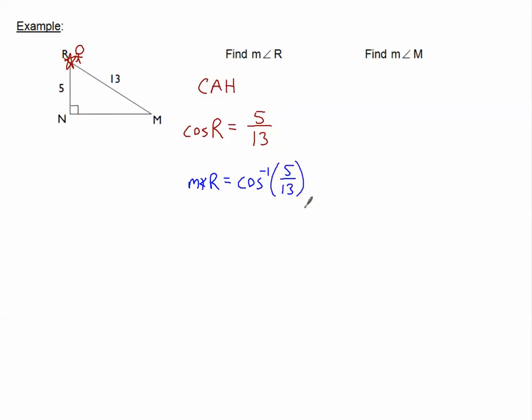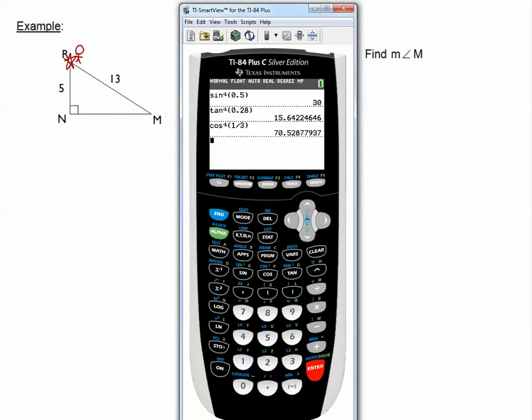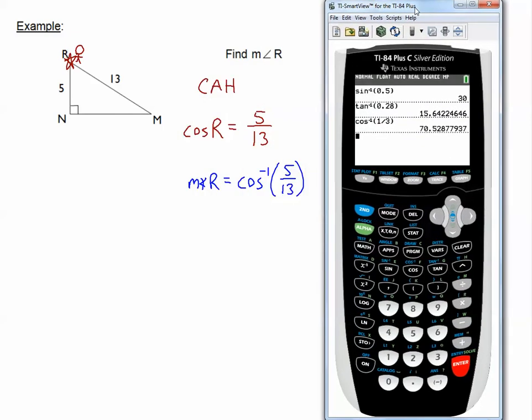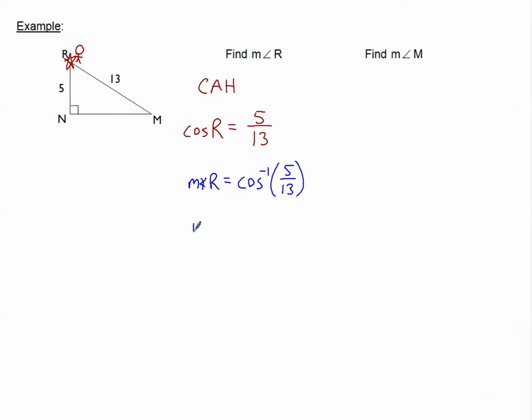And now I know how to plug that into the calculator, so let's see what we've got. Inverse cosine of 5/13, there it is. Push enter, and we have 67.380 degrees. The measure of angle R is approximately 67.380 degrees.